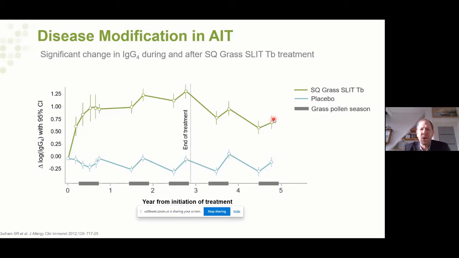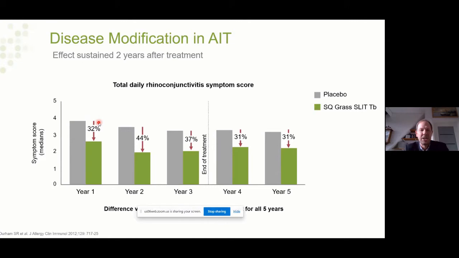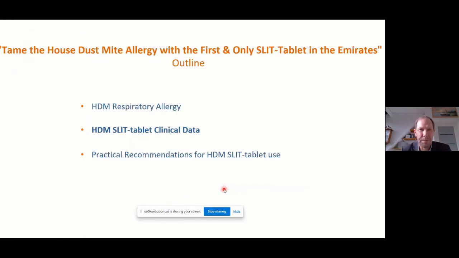And how does this correlate to clinical symptoms? If you start immunotherapy, you will get a clinical effect already in the first year. And if you then continue the treatment, you see, as with the antibodies, there is still a slight increase of the effect size. And if you then stop the treatment, the symptoms are still significantly lower compared to the placebo group patients. So yes, we can induce long-term blocking antibodies, and we also can induce a long-term effect with immunotherapy.